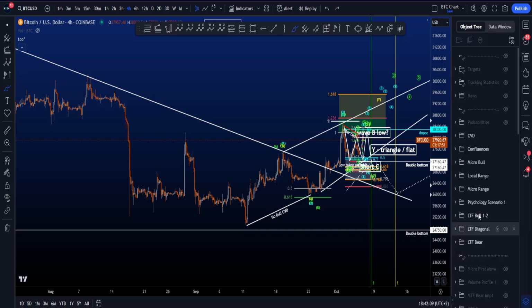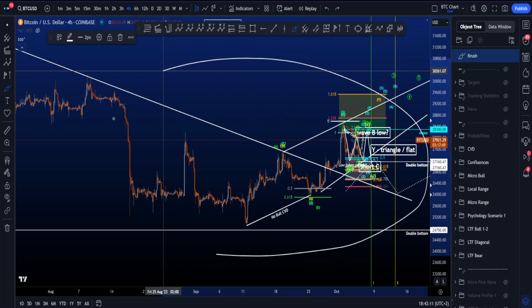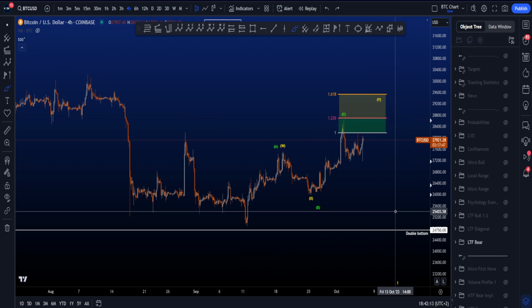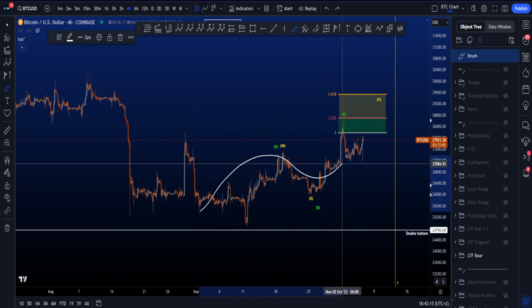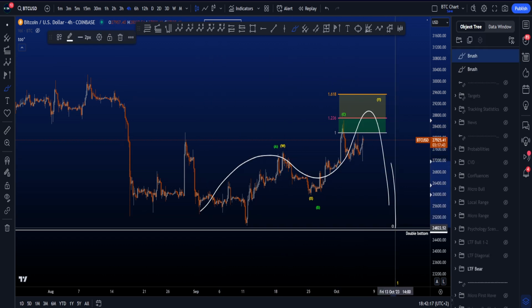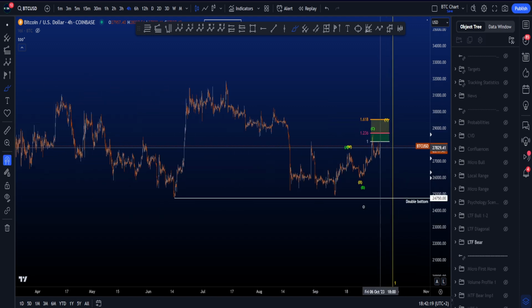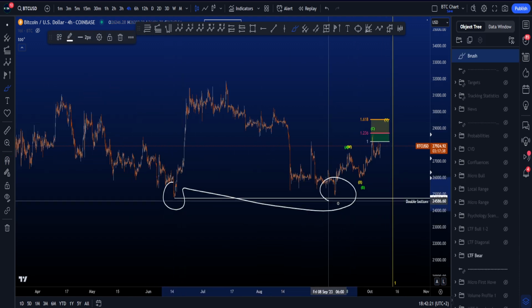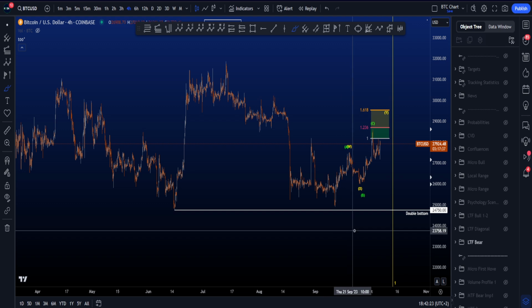Hi everyone, let's go over my bullish and bearish Elliott Wave scenarios on Bitcoin, starting with the low time frame bearish scenario, where we are looking for a three-wave structure to the upside for then a continuation to the downside, where price will take this double bottom over here at 24.7k.